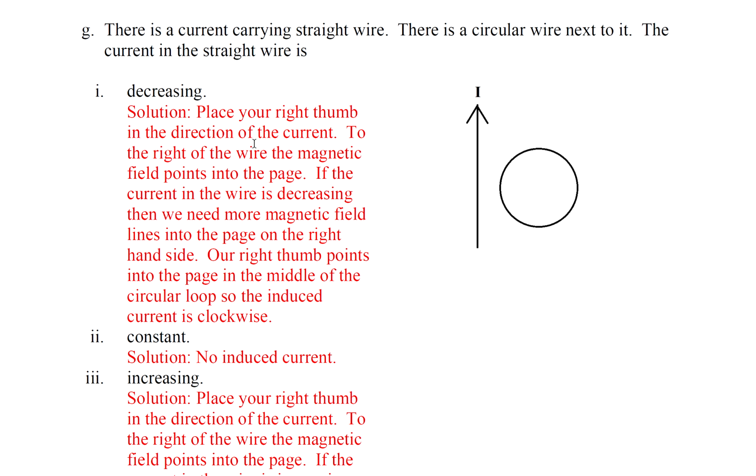You have to visualize what's happening. Place your right thumb in the direction of the current, so your thumb points up. To the right of the wire, the magnetic field points into the page because your fingers point into the page. If the current in the wire is decreasing, then we need more magnetic field into the page on the right-hand side. So our thumb points into the page in the middle of the circular loop, so the induced current is clockwise because our thumb points into the page.